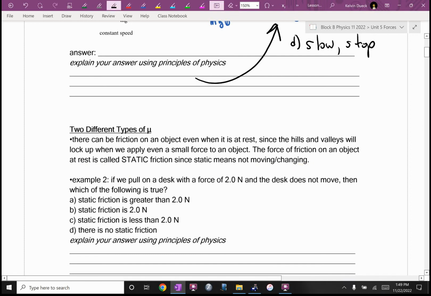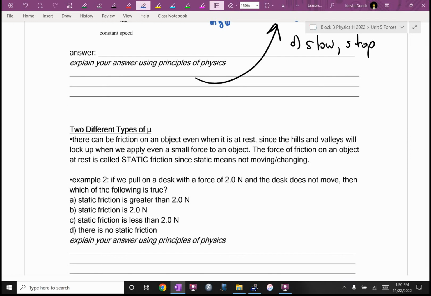So let's look at example two. Oh, we're going to get to vote again. Suppose I pull on my lab desk with a force of 2 newtons and the desk does not move. Which of the following is true? Option A says static friction is greater than 2 newtons. Option B says static friction is exactly 2 newtons. Option C says static friction is less than 2 newtons. Option D says there's no static friction. So if you pull on your desk with 2 newtons of force and the desk does not move, which of the following statements is true?